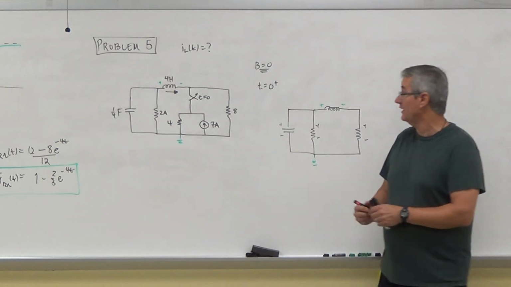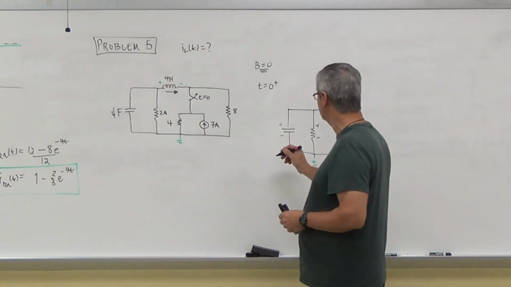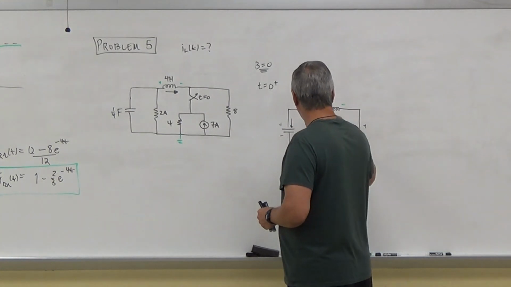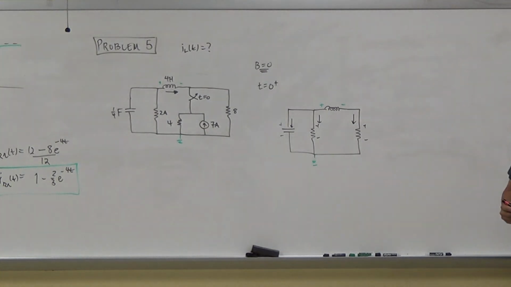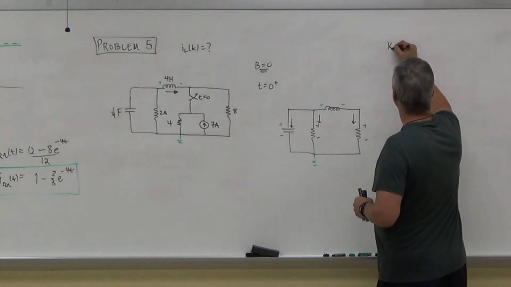Let's do it. We don't have a lot of time, so let's do this here. So the current's going this way, that way. Right? So here we go. What are we solving for? The inductor current. So then I start off with what?